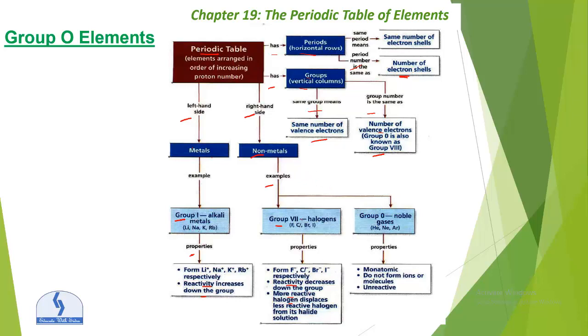Non-metals, basically I have already told you group 7 elements are non-metals, and group 8 elements, that is the group 0 elements, are also non-metals, like the noble gases helium, neon, argon, etc. And they are monatomic gases, do not form ions or molecules, and they are unreactive. So this is all about the periodic table.